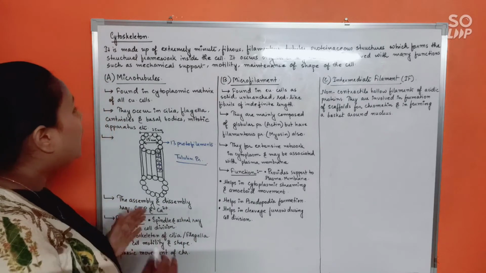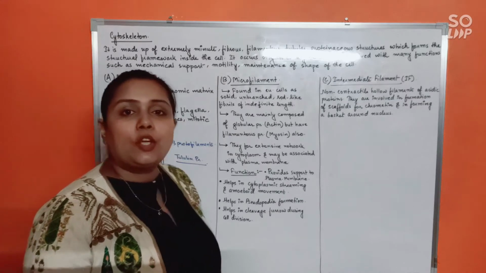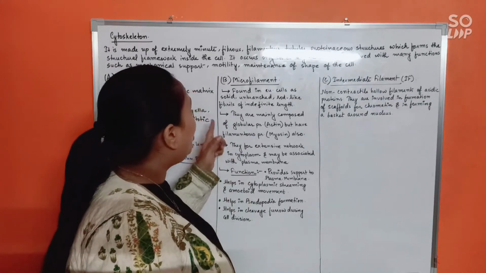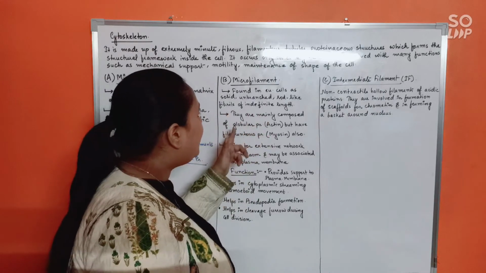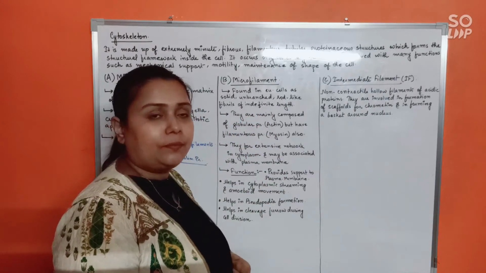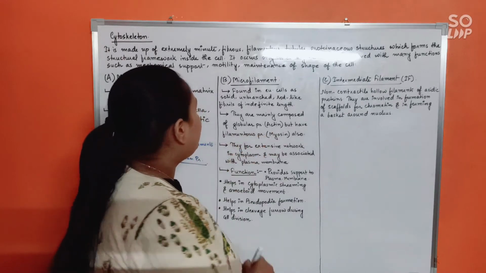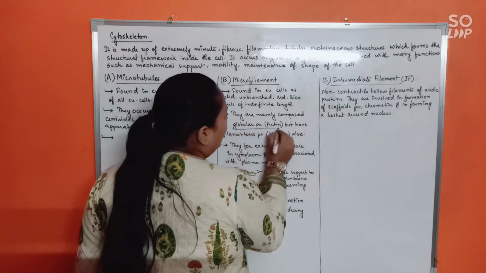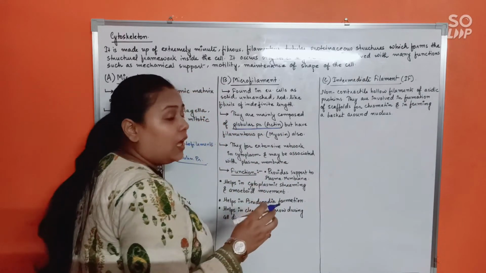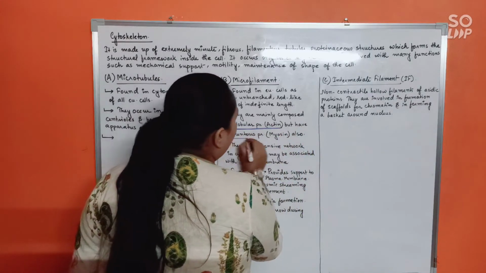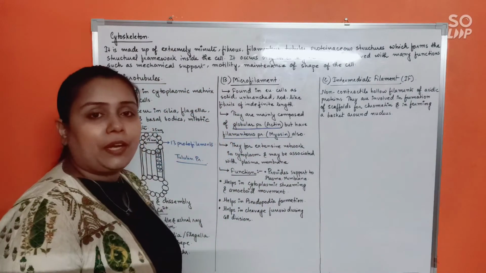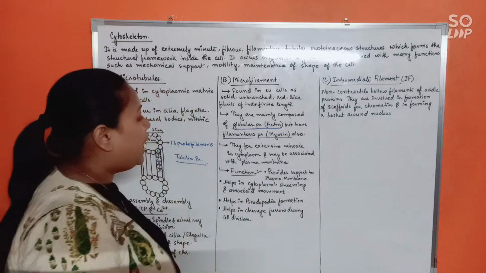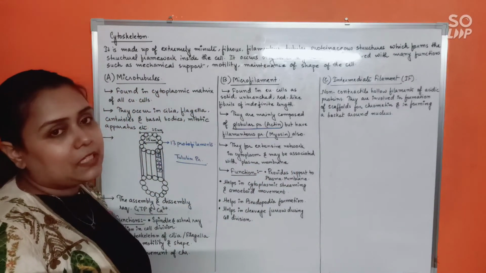Now, moving to the next one, that is microfilament. It is found in the eukaryotic cells as solid unbranched rod-like fibrils of indefinite length. They are mainly composed of two proteins. Mostly what is present is the globular protein actin. But along with that, filamentous protein myosin may also be present. They have an extensive network in cytoplasm and may be associated with the plasma membrane.